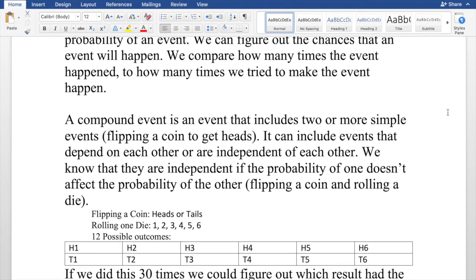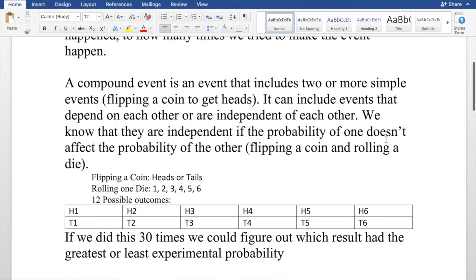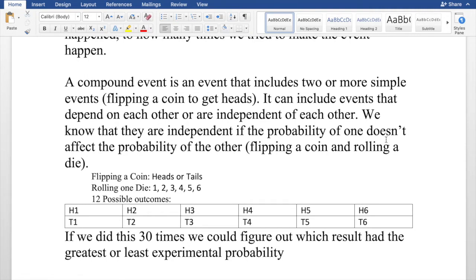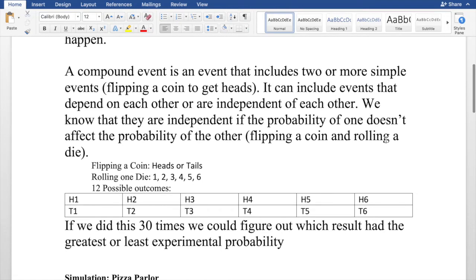When we flip a coin, we look for heads or tails. When we roll one die, we look for 1 through 6. If we were to do this, there would be 12 possible outcomes, such as heads 1, heads 2, heads 3, heads 4, heads 5, heads 6, and the same for tails. If we did this 30 times, we could figure out which result had the greatest or least experimental probability.